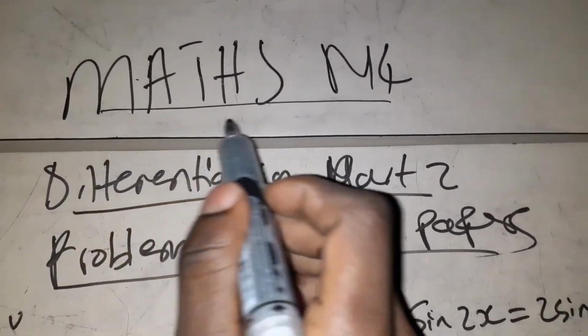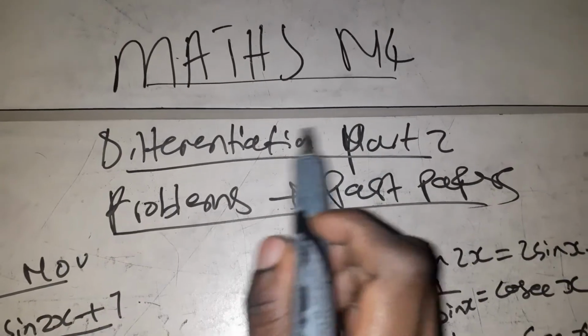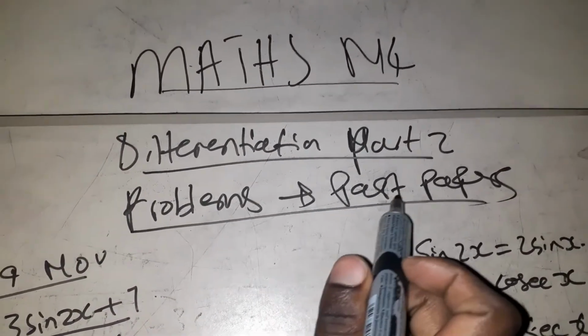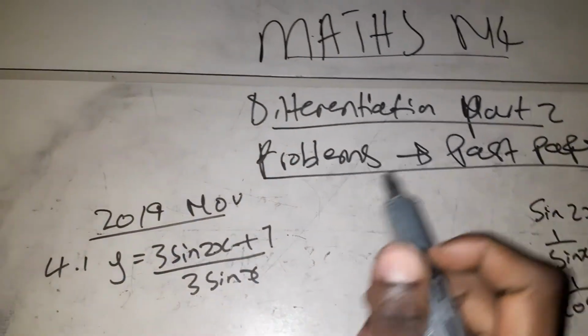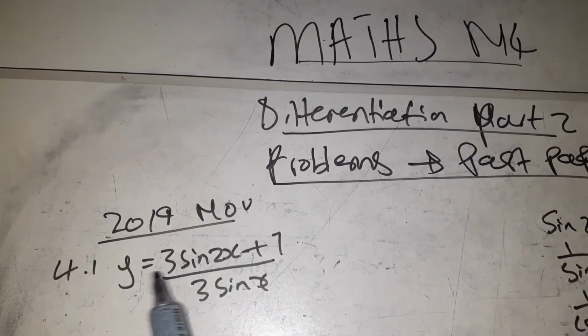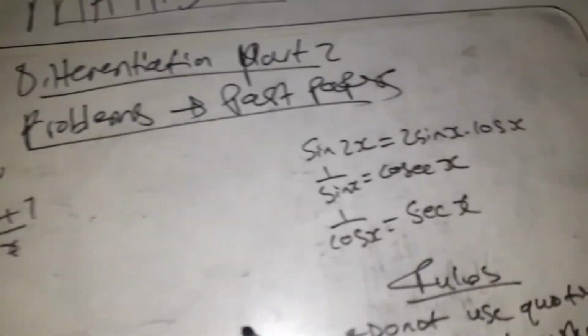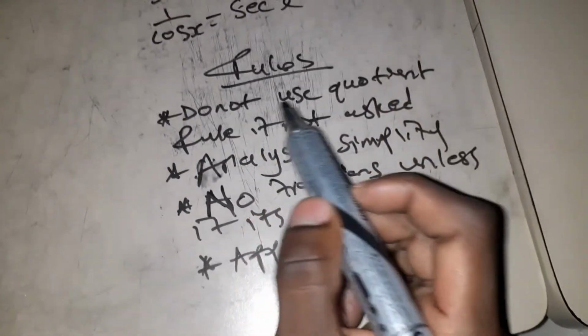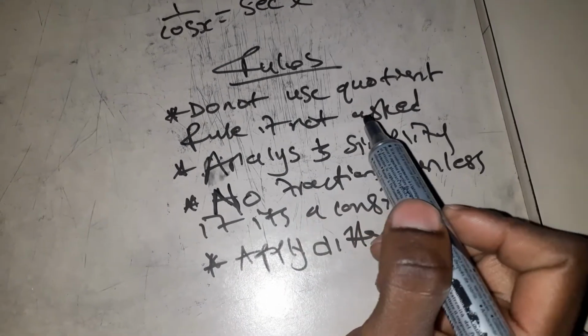Today we'll be doing Mathematics N4 and we'll be doing differentiation part 2. So it's a continuation of the past video, and then we'll be dealing with problems, and the problems will be based on past papers. So here we have a 2019 November, but before we attempt it, let us read these rules. And these rules, the first one says do not use quotient rule if you are not asked to.